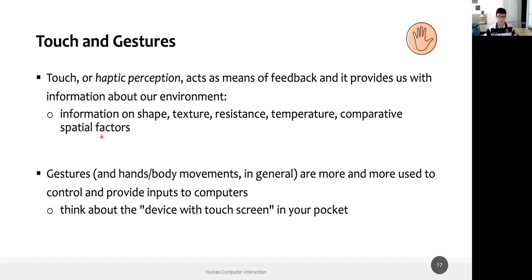This brings us to touch and gesture. So let's remember that touch is not touching a touch screen, but is more related to haptic perception.